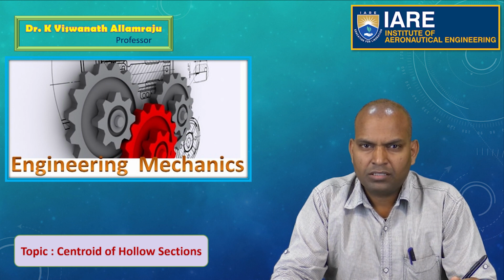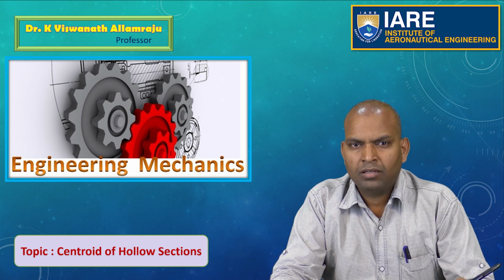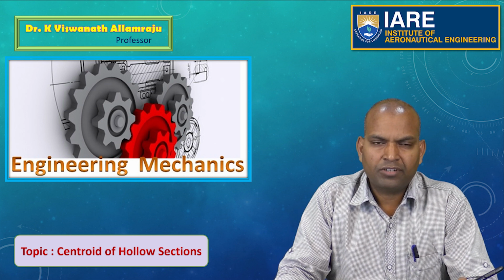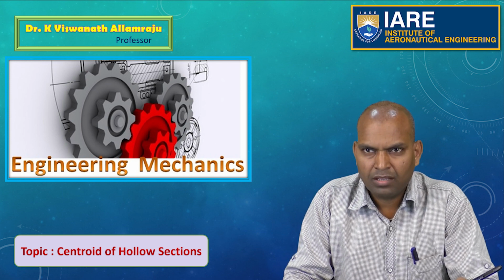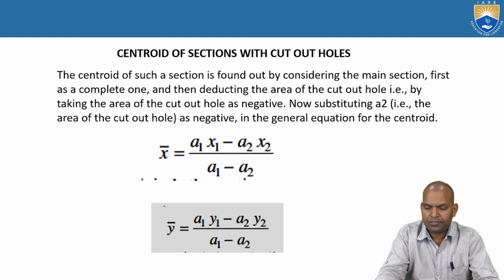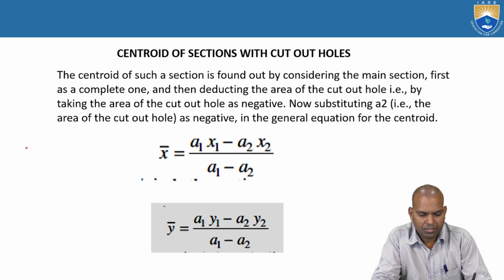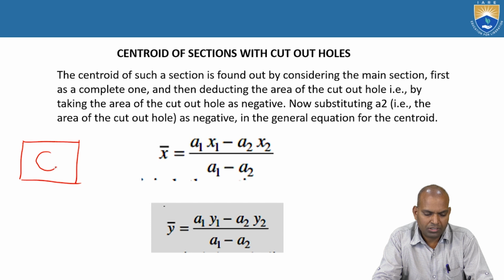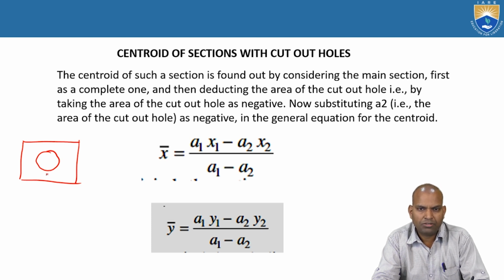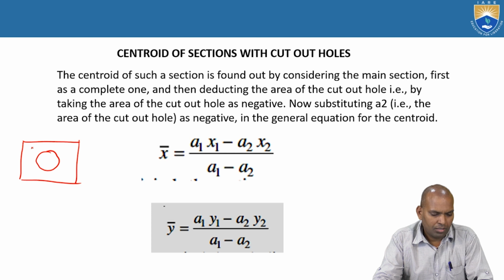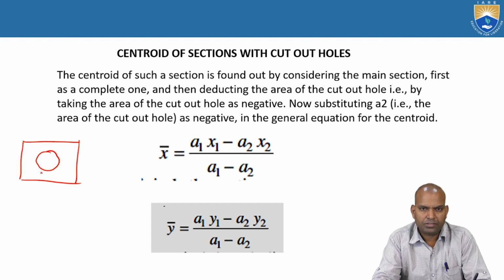We are going to study the session of engineering mechanics. In this session, we are going to learn the centroid of hollow sections. Here, what is the centroid of hollow sections? It means if there is a rectangle, and in that rectangle there is a hollow circle. For such a composite figure, how do we calculate the centroid? How to calculate the centroid of such figures?